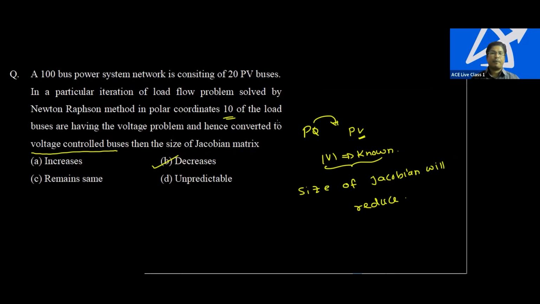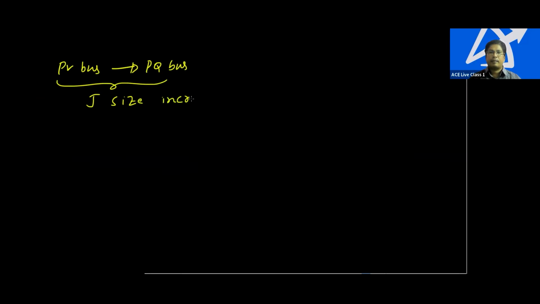Not increase. Right, students? I will write here. When a PV bus is converted into a PQ bus, the Jacobian size increases. When a PQ bus is converted into a PV bus, the Jacobian size reduces.